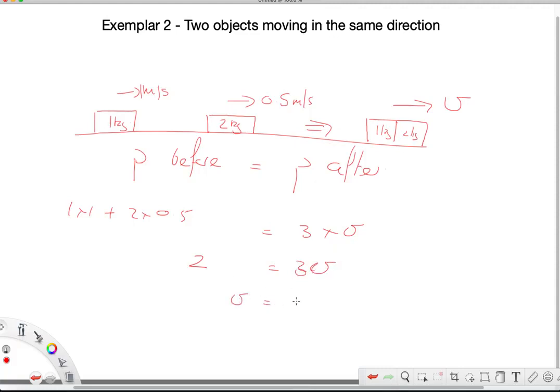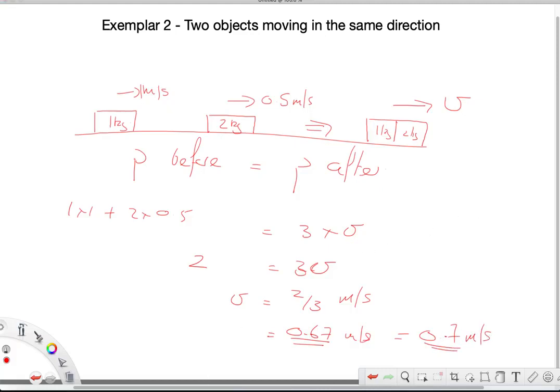So the velocity then would be 2/3 meters per second, or 0.67, because in physics anyway we don't leave things as fractions. 0.67 to two significant figures. You might say, I've only got one sig fig in my data, so 0.7 meters per second to 1 sig fig.